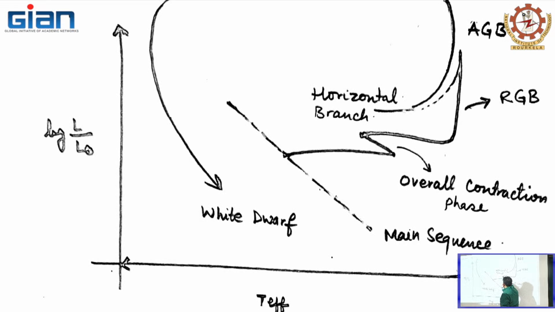After that they move towards lower and lower effective temperature and climb the so-called RGB phase, or red giant branch phase. After reaching the tip of the RGB, they are eventually in a position to ignite helium burning, and then they go through the horizontal branch phase of evolution. After that, they climb towards higher luminosity and go through another evolutionary stage known as the asymptotic giant branch, in short the AGB phase.